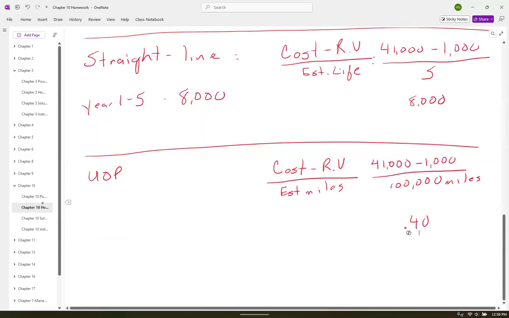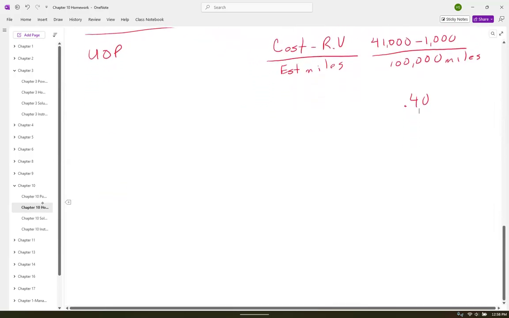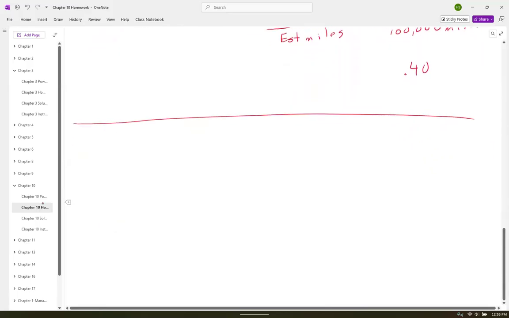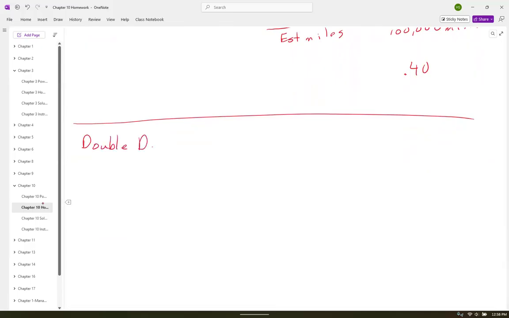And I am going to come over here and I want you to watch me. This is the hardest one we're going to do. Double declining balance is basically 200%. We could have triple declining balance, quadruple declining balance. I've never seen those. You could even have 150% declining balance.